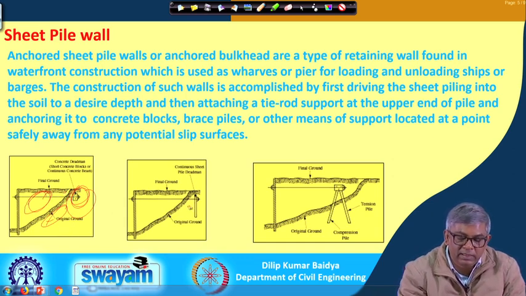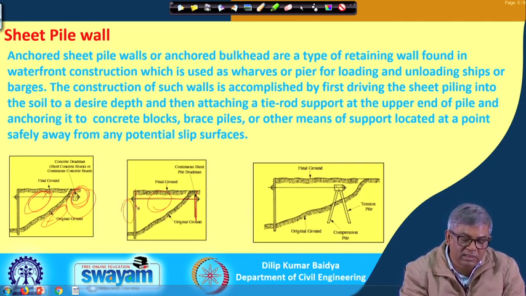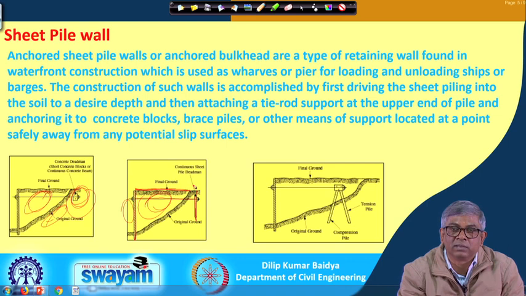Similarly, here you can see the anchor is also connected to some wall, and this is also kept in the original ground, not in this ground. The idea is that this area has to be accessed, so this vertical wall will be made, and then this will be filled up, and then this area will be used for whatever service is required.